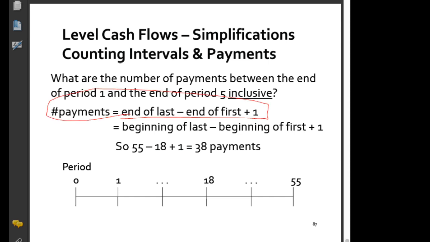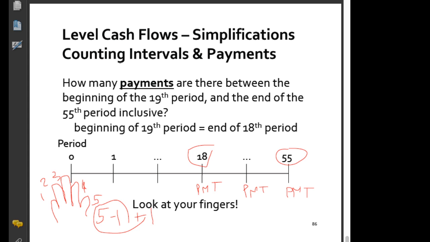So you can put that on your formula sheet as well. Or from the beginning of period, beginning of last minus the beginning of first plus 1. And that will give you the number of payments. Okay, so just a trick, a tip, if you need to do that. You have to add back that finger. Add back the one you took off. Okay, so you have with you on your hand a way of remembering the difference between periods of growth, inflation, or interest, and payments, where the payments would be each finger.